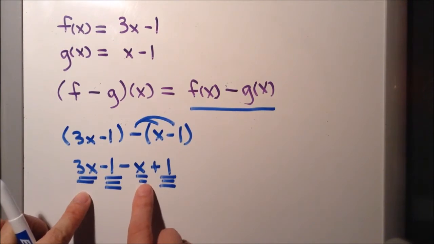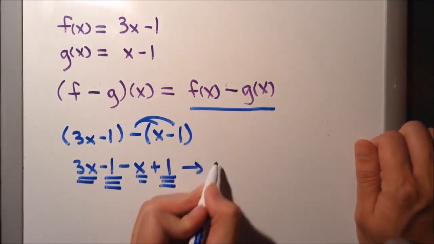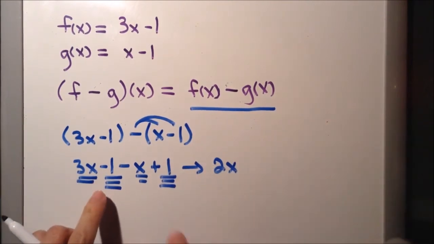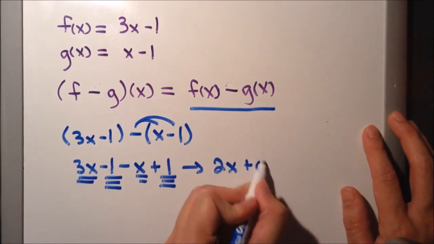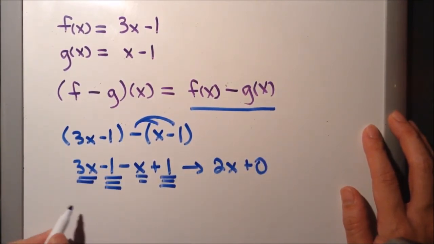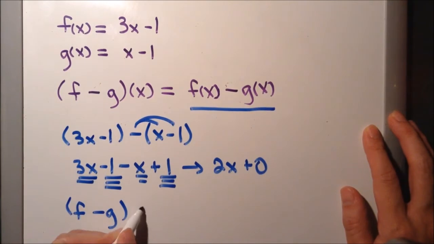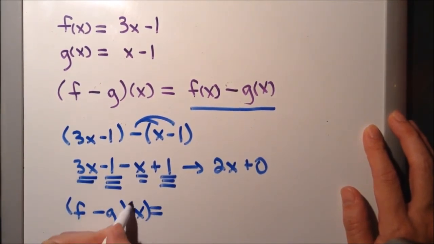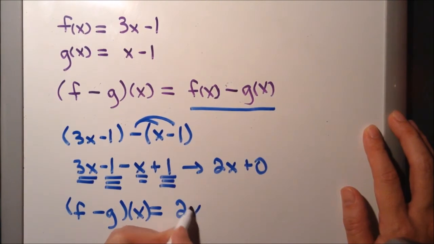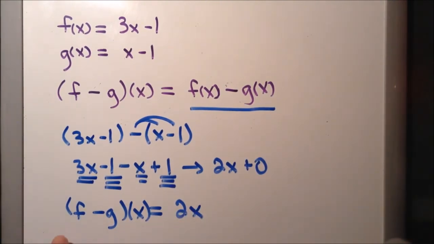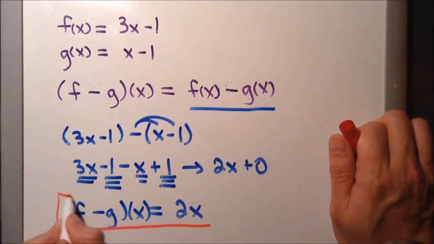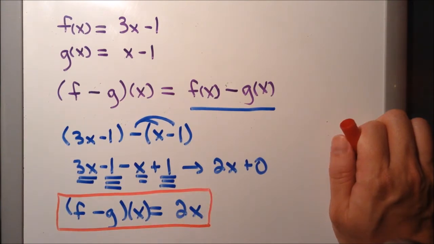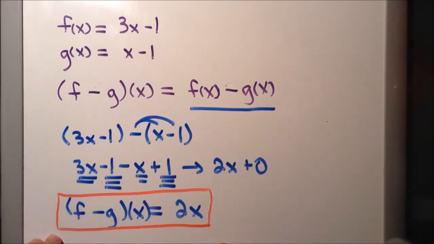So 3x minus x, that will be 2x, minus 1 plus 1, well, that's just going to be plus 0, but you can just write 2x. So f minus g of x will equal just 2x. So that's the form, and that's the answer. And again, you don't have to write exactly like this. You can just write 2x in a box, but I'm just writing for the notation.